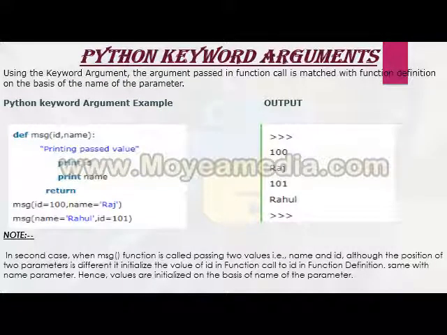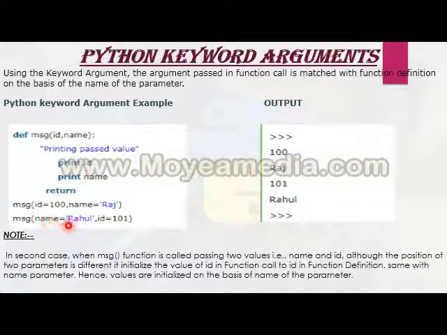Now Python keyword arguments. Using keyword arguments, the argument passed in the function call is matched with the function definition on the basis of the name of the parameter. We will see it with an example. Here message(id, name) is a function, and when it is called with id equals 100 and name equals Raj, it will print id and name.